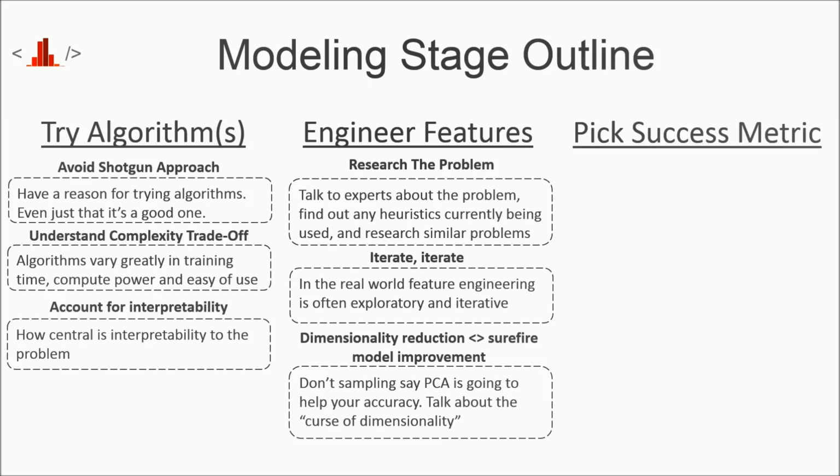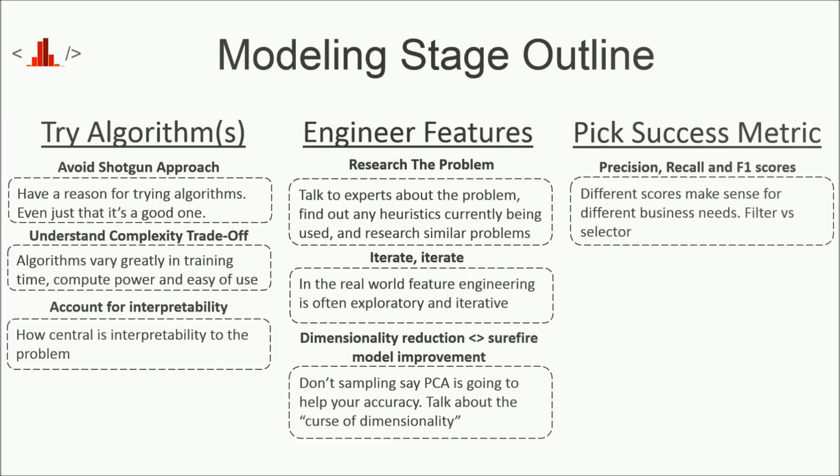And of course, you're going to want to pick your success metric. And I guess I should have put this at the front, because you want to do that before you start modeling anything. You want to know what you need, and you want to know why you need it. And that kind of gets into precision and recall and F1 scores if you're talking about classification. So different scores make sense for different business needs. It all comes back to having the business need in mind as you're making the model.